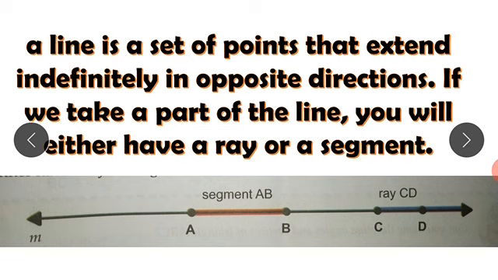I will repeat. The segment has two endpoints, just like here, segment AB, while a ray has one endpoint. So this is the endpoint of ray CD, its one endpoint is C, while the other side is continuous. That's why there is an arrow.